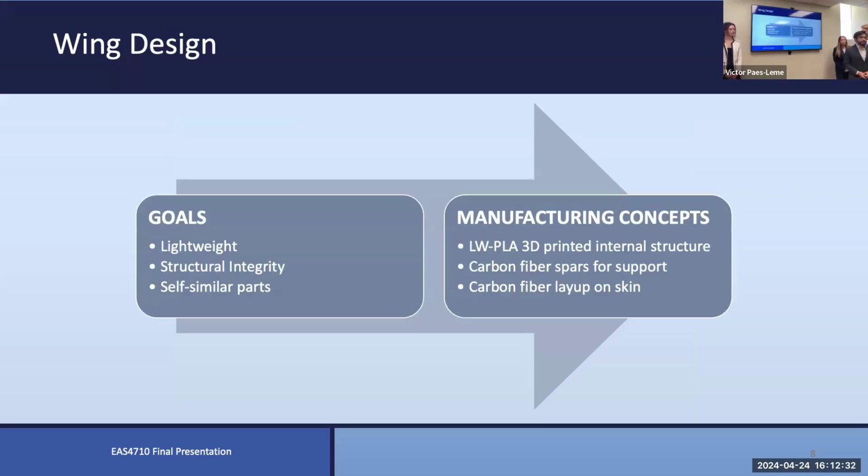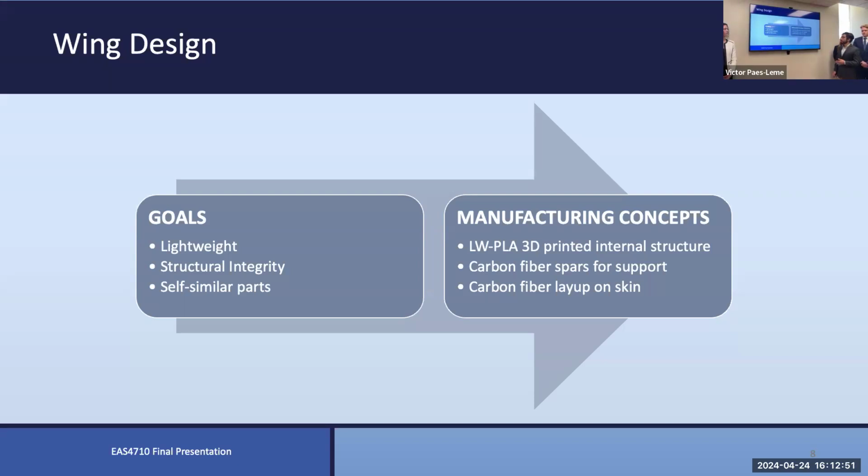So our plane is designed around surveillance and reconnaissance. So what our whole design process started around was the wing itself. We wanted to create a lightweight structure that had enough integrity for the mission that we were trying to carry, and also design self-similar parts that reduce the amount of design time, manufacturing time, as well as assembly time.